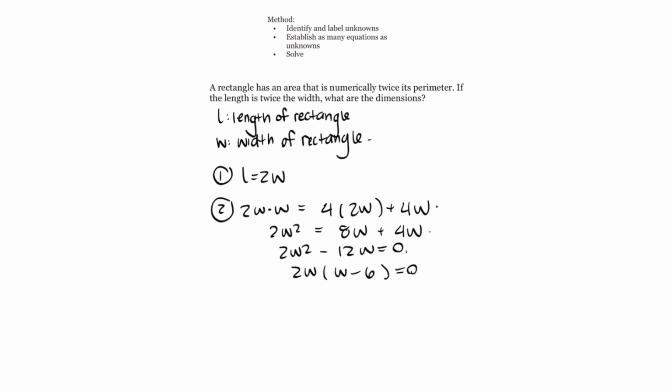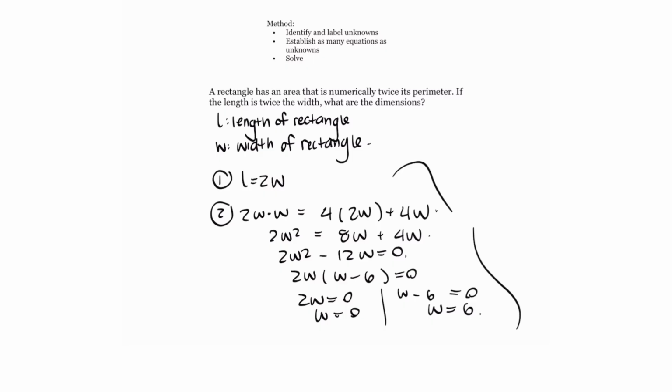We factor out 2w. This is a lot of w's. We have one answer that's w is equal to 0, and the other one, w minus 6 is equal to 0. We can't have a measurement that's 0, so we have w is equal to 6. And then we plug this into the other equation, and we get that the length is 12.